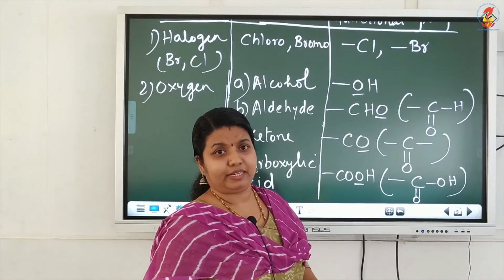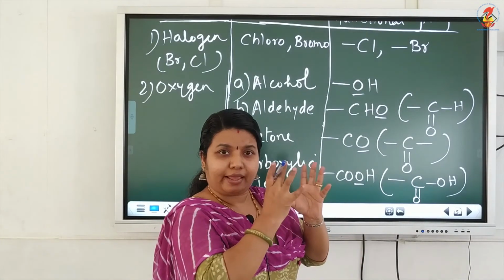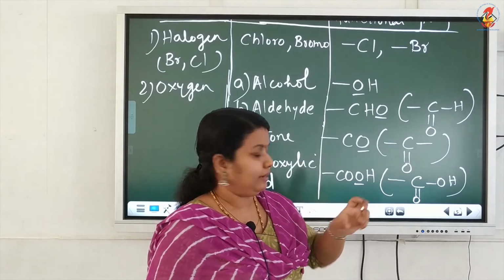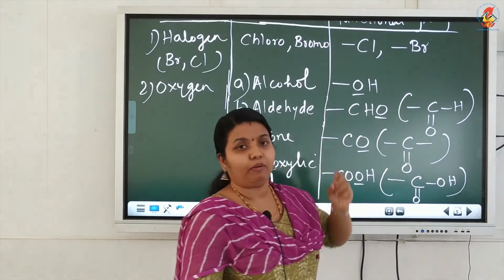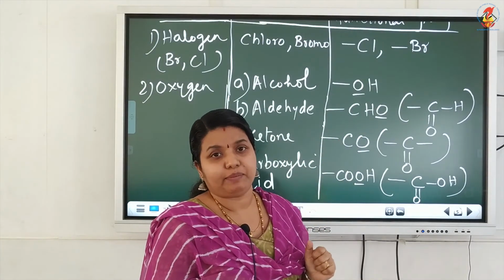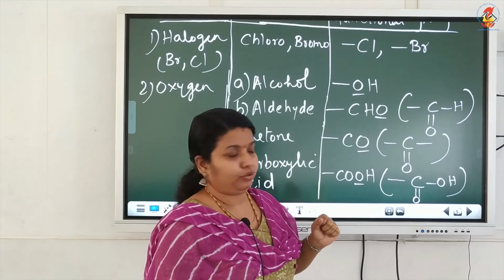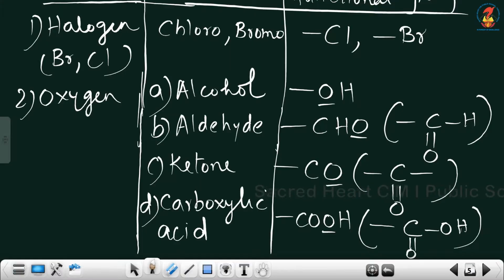Other atoms are carbon and hydrogen. They are not heteroatoms, but they exist as a group of atoms. A group of atoms that makes a compound reactive and decides its property is a functional group. And the formula of each functional group you have to learn. Aldehyde is written as C double bond O H. Ketone is written as C double bond O. Carboxylic acid is written as C double bond O OH.